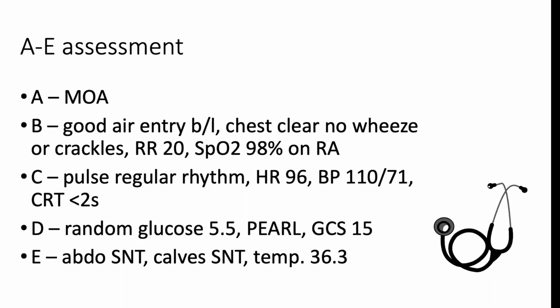Random glucose 5.5. Her pupils are equal and reactive to light and accommodation. GCS of 15. Her abdo is soft and non-tender, calves are soft and non-tender, and she's apyrexial. So investigations. So I think we've got another poll, if we want to chuck that up on there. So which investigation isn't indicated here?